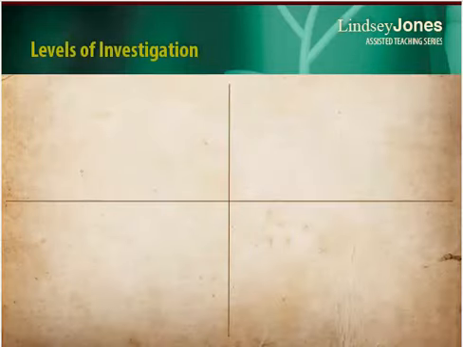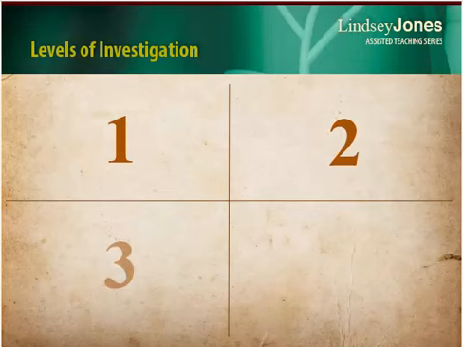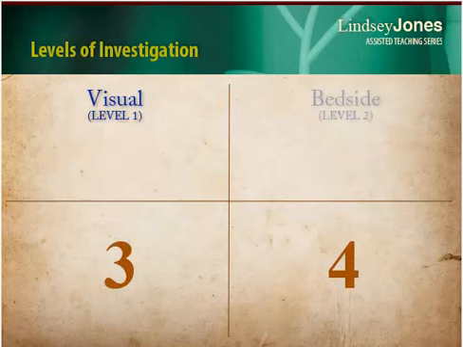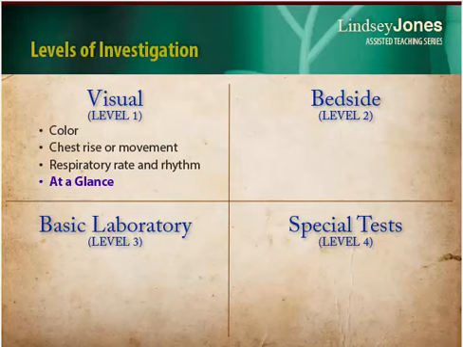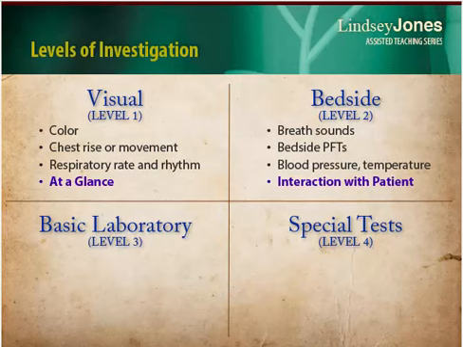When considering the time each exam consumes, remember these four categories of exams: visual, bedside, basic laboratory, and special testing. Visual data is that data that can be ascertained simply visually or just by glancing at the patient. Color, chest movement, respiratory rate, and rhythm would be examples of these. Bedside data or level 2 data would include breath sounds, bedside basic pulmonary function testing, peak flow measurements, blood pressure, temperature, and so on. These data are also gathered quickly, but require some interaction with the patient.